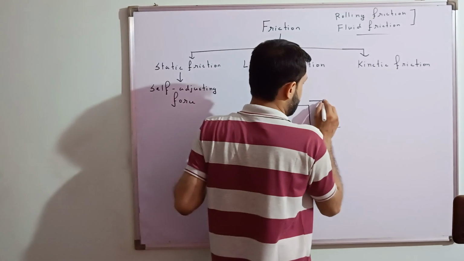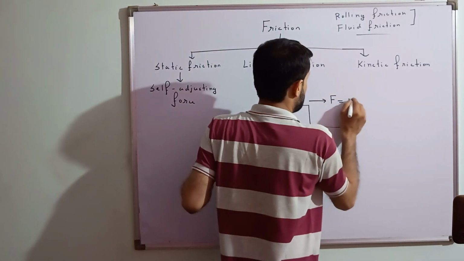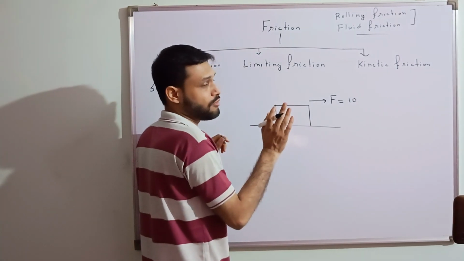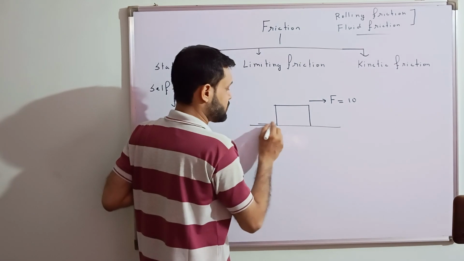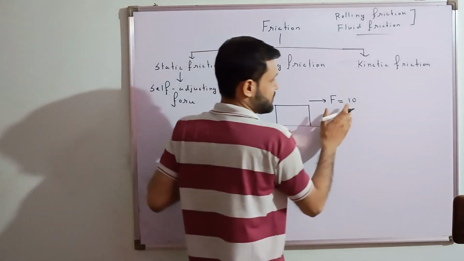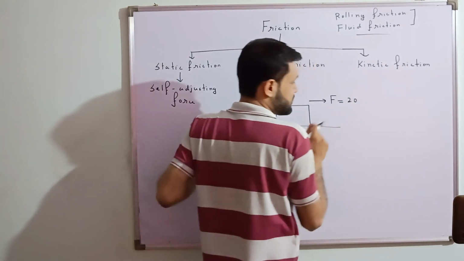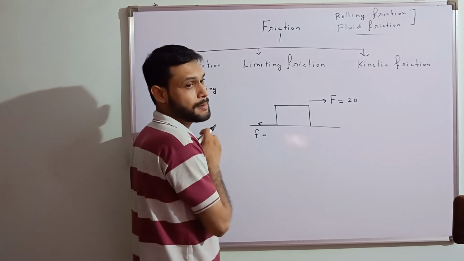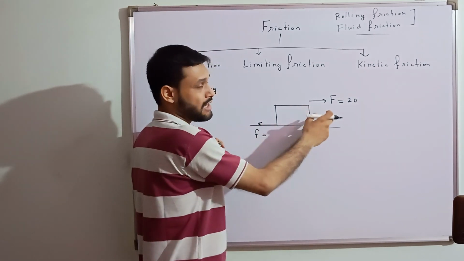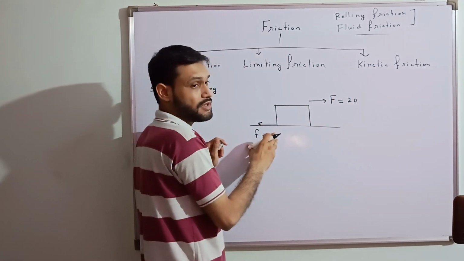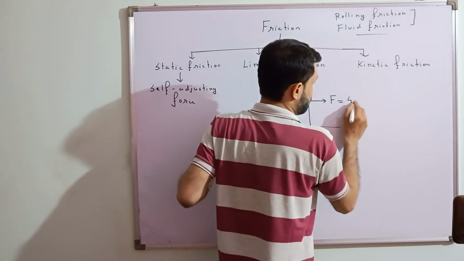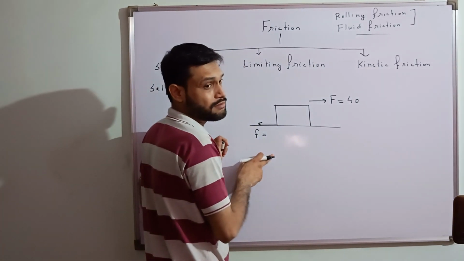Now let's say I apply a force of 10 Newton and still it is not moving. What will be the value of friction over here? It will be equal to 10 Newton. If I increase this force to 20 Newton and still it is not moving, the friction will be 20 Newton, because it is a self-adjusting force. As I increase the applied force, the friction force will also increase itself. If I apply a force of 40 Newton, what will be the value of friction?